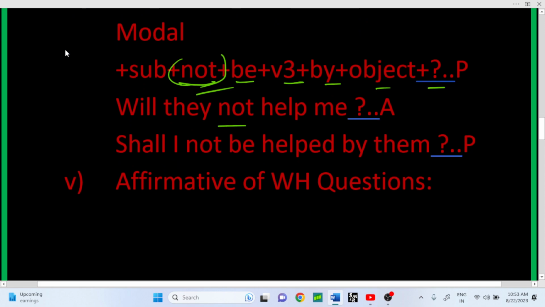"Not" tells us that it's a negative one, and it's the negative of a yes-no type question because there is no WH word to start the sentence. Will they not help me? Shall I not be helped by them? "Me" becomes "I" always. Shall I not be helped by them?